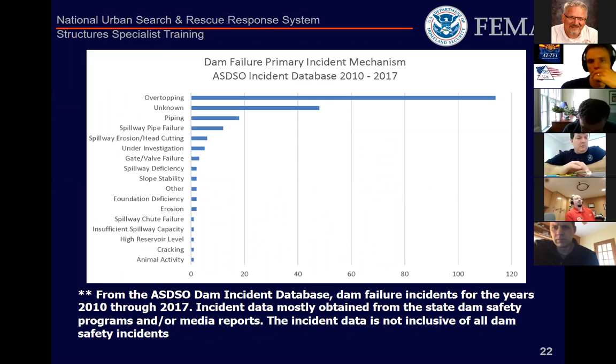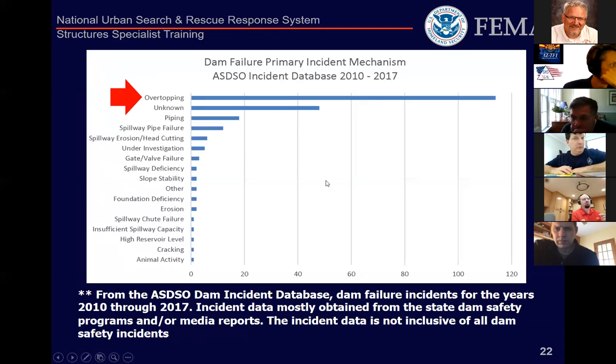Okay, so what's a primary incident mechanism? Well, we know that the driver is flooding. When it floods, what causes it to fail? Overtopping here is the highest, and this again is one where when ASDO gathers this data, I don't understand how they have the unknown for the next highest. I guess in this case it is primarily because there are multiple drivers, and they were not able to identify a single contributing one.